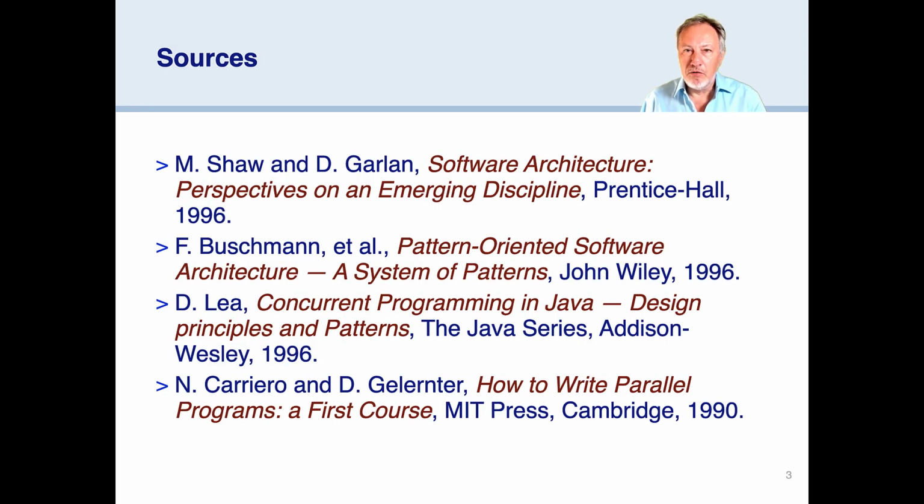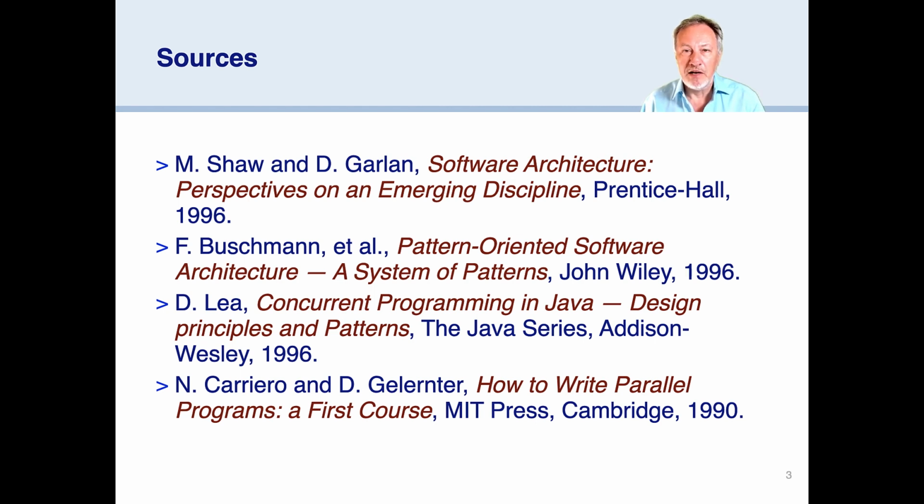There are numerous sources that I'm using for the lecture today. First is the classic book by Mary Shaw and David Garlan called Software Architecture, dating from 1996. It's the first book that really tries to present software architecture from a bit more formal perspective, in terms of splitting an architecture into components and connectors, how these components interact with each other.